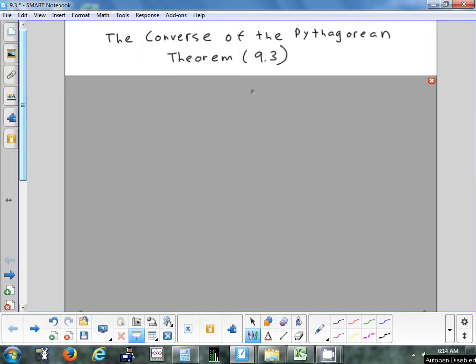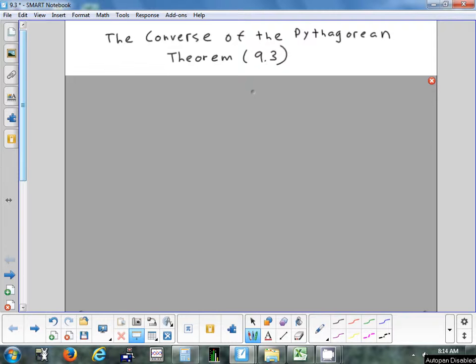Right, so yesterday we looked at using the Pythagorean Theorem. Basically, if you're given a right triangle and you know two of the sides, we can use it to find the third side. Okay. Notice we haven't really done anything with solving for angles. Okay, Pythagorean Theorem only is used to find sides.